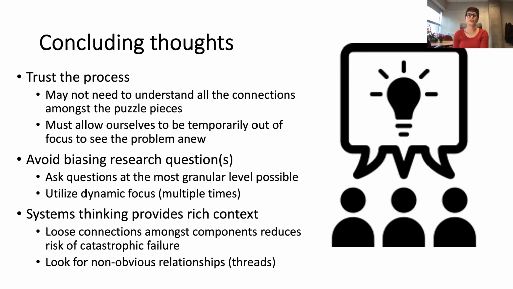System thinking provides rich context. So loose connections amongst complex components reduce risks of catastrophic failure. Look for non-obvious relationships as well.